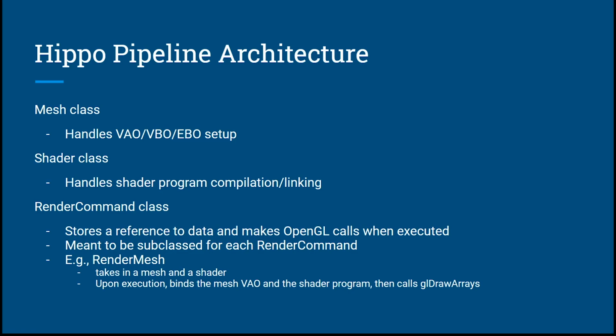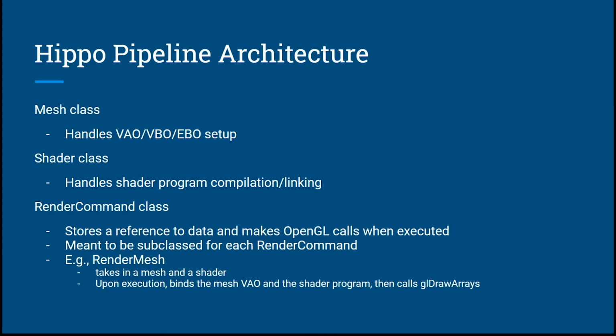And then we'll have a render command class. The idea here is that we have a render command class that is subclassed when we want a different render command, right? For example, I might have render mesh. So I want render mesh to be a child of render command. It takes in the necessary data that it needs to take in, for example, the mesh and the shader, and then when somebody calls render mesh.execute, it will bind the mesh VAO, it'll bind the shader program, and then it'll call glDrawArrays or glDrawElements based on whether we're using elements rendering. So that would be the way we would render any mesh. We'd be able to queue up this render mesh command and have it render the mesh and shader that we've passed in.